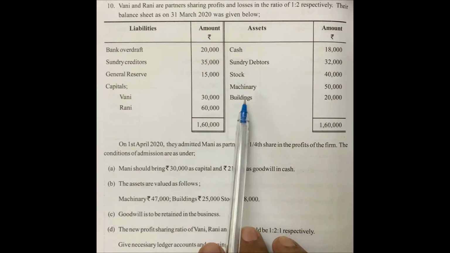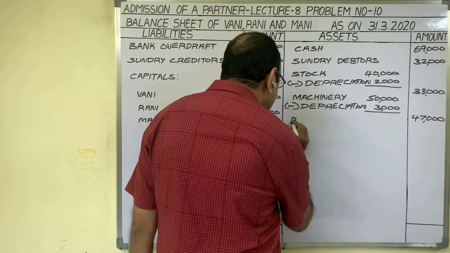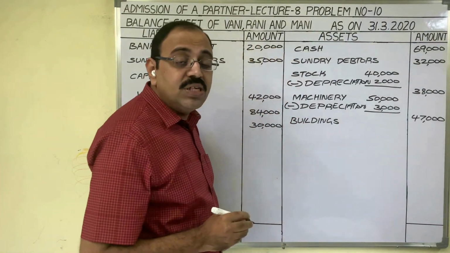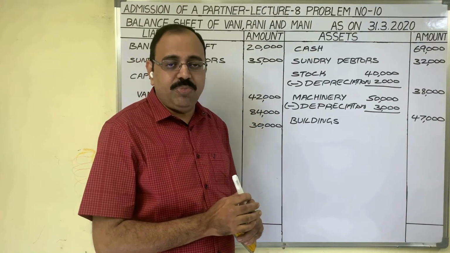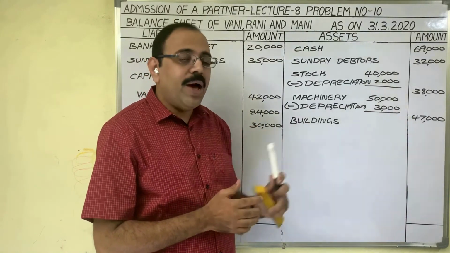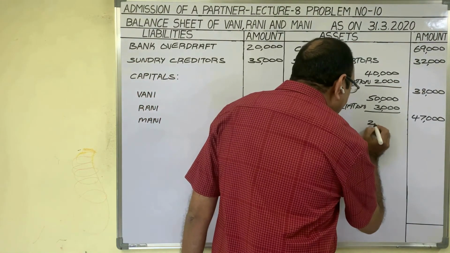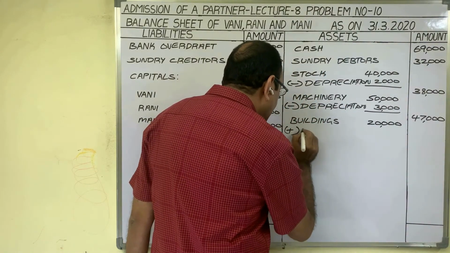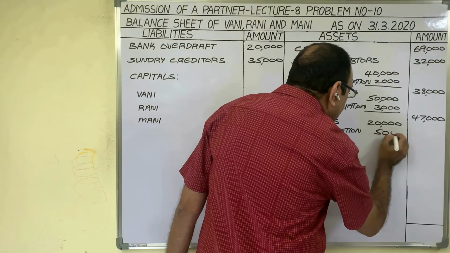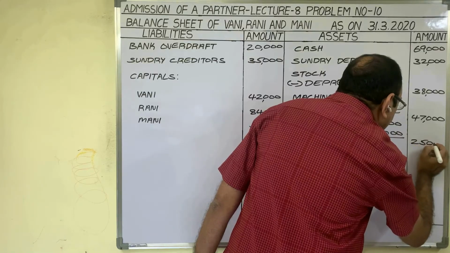Next come to buildings. In the old balance sheet, the building value is 20,000 rupees and its market value is 25,000 rupees. Market value we have to show in the new balance sheet. How does 25,000 come? Show the old balance sheet value in the inner column plus appreciation 5,000. In the outer column, market value of building 25,000 rupees.